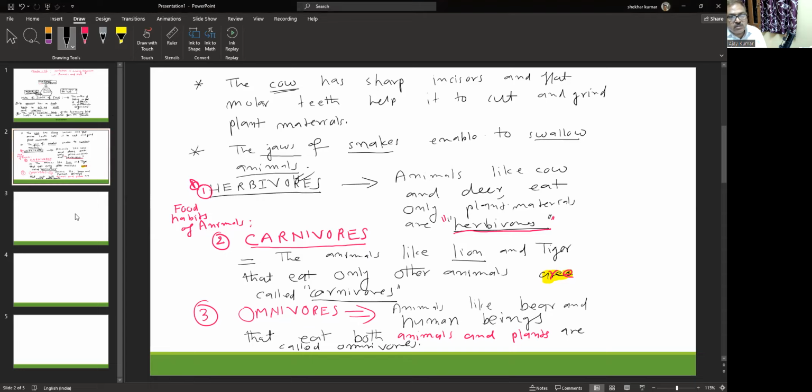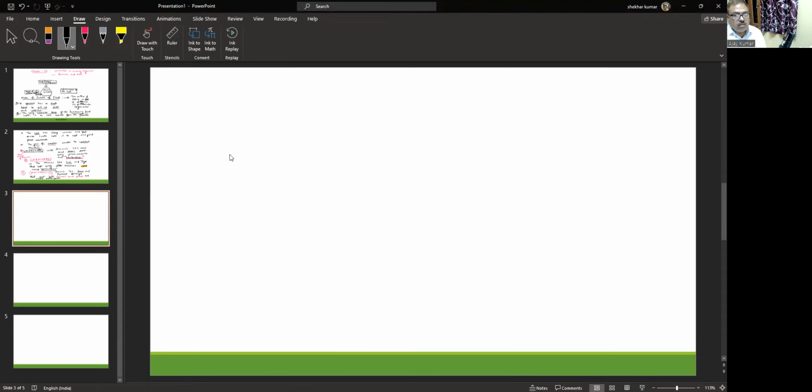Herbivores, carnivores, omnivores are very simple terms. Now let us see what the modes of nutrition really are. What are the different modes of nutrition? Let us see how to decide the modes of nutrition.